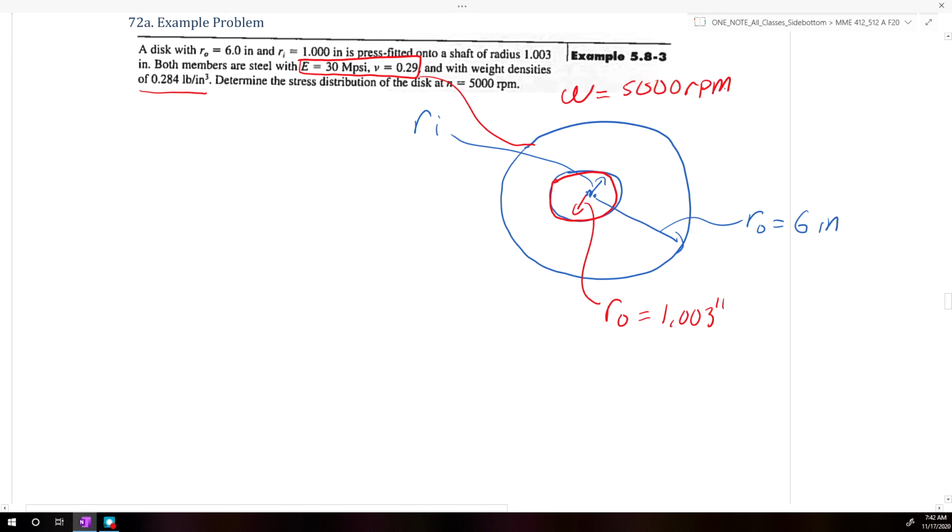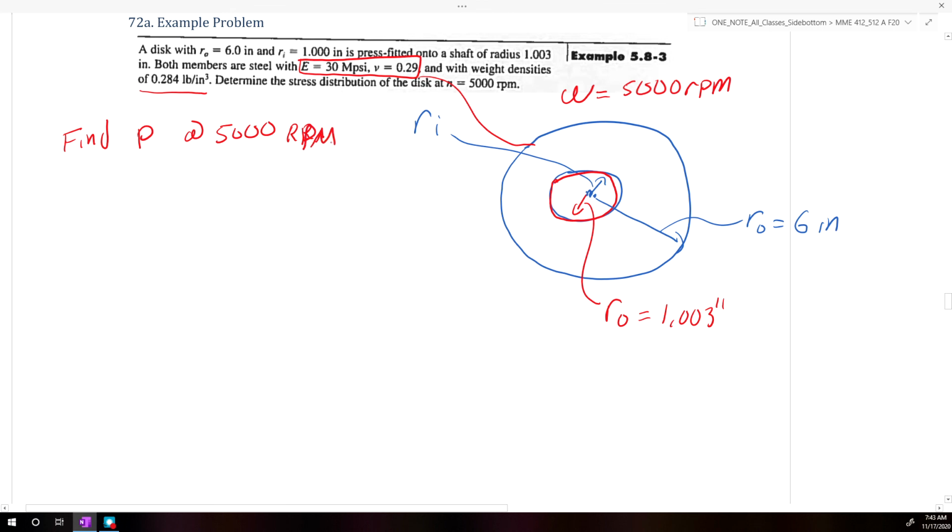Okay. So in order to calculate the stress distribution of the disk at 5,000 RPM, the first thing we're going to need to do is find what will be the interference pressure at 5,000 RPM. Alright, so we want to find what will be the interference pressure at 5,000 RPM.